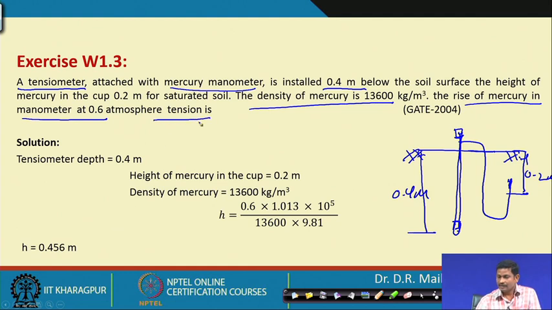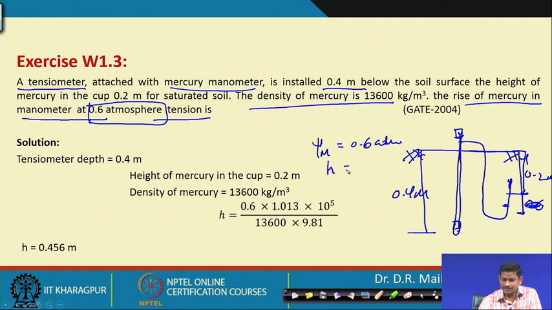So, suppose this is rising to 0.6 atmosphere, now what would be the rise of this water level, when it is 0.6 atmosphere? Okay. So, let us say psi m is equal to 0.6 atmosphere. Okay. So, what would be H?